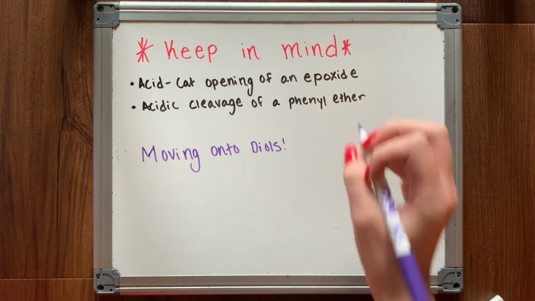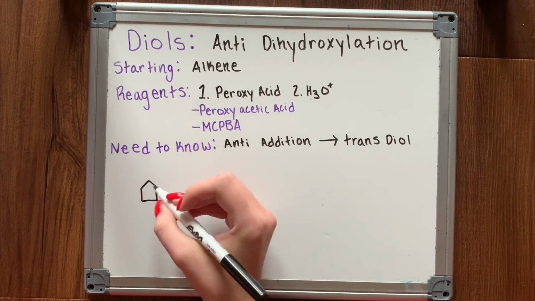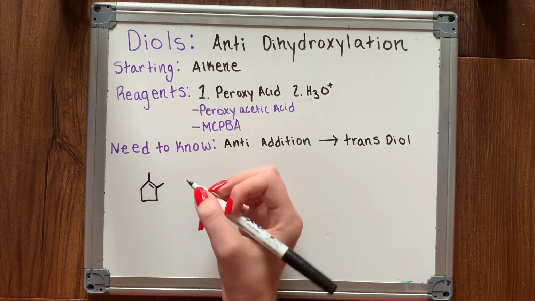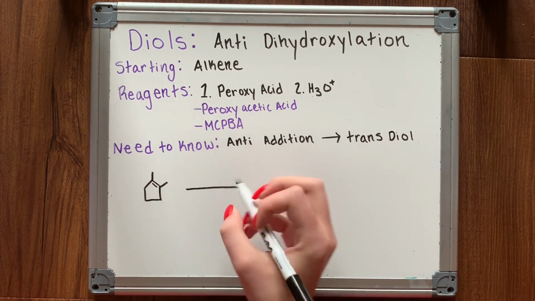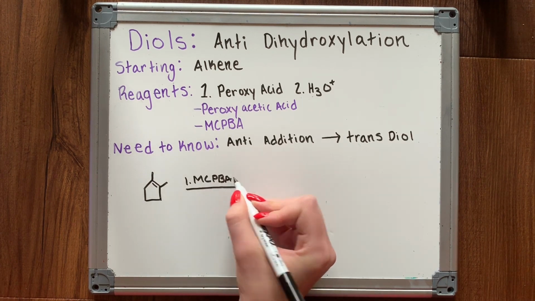Okay, moving on to diols. Anti-dihydroxylation is the first one I'm going to show you. Your starting compound is an alkene. This is an addition reaction. Your reagents occur in two different steps.